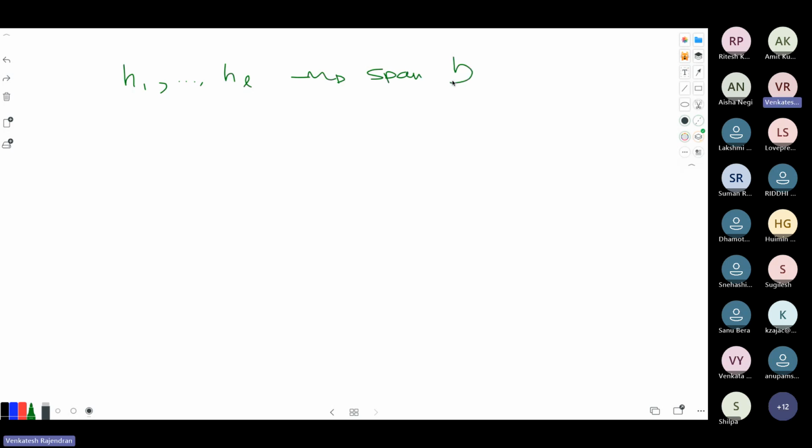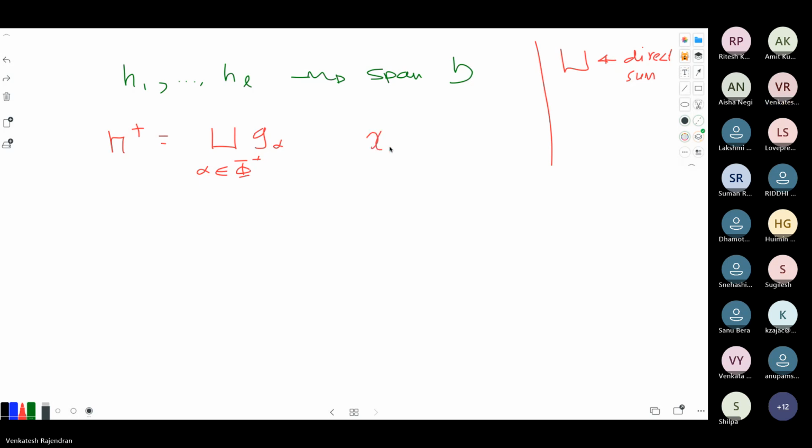Now we want the generators for the positive part. The positive part n plus is the direct sum of G alpha, alpha in phi plus. I use this notation that Humphreys uses; you should read it as a direct sum. I want some generators for n plus, so what I will do is take these xi's, which are just x alpha I.